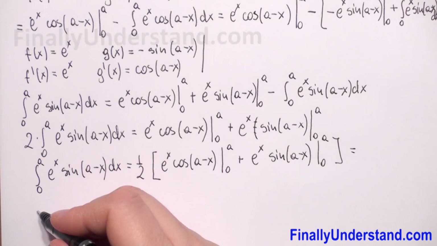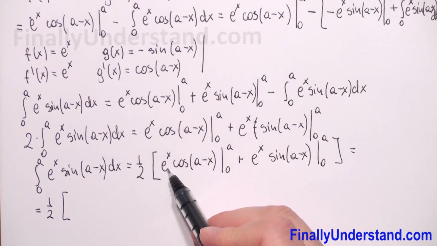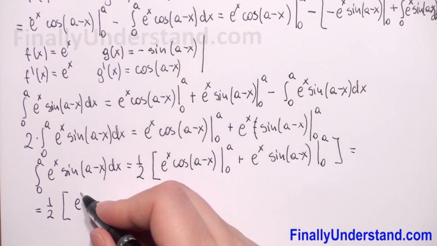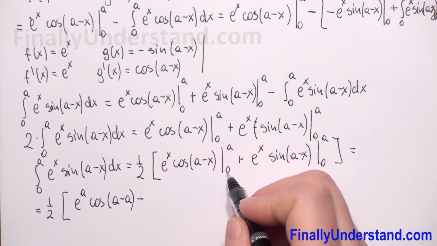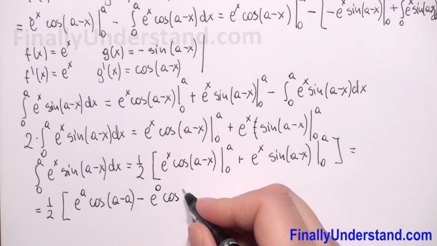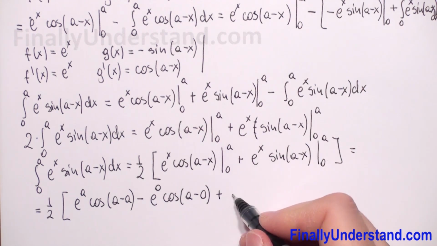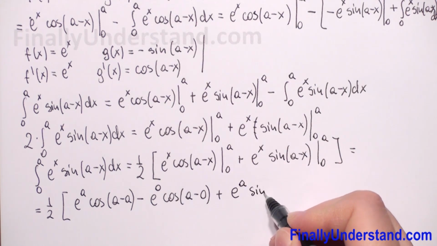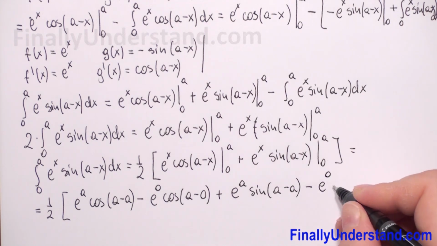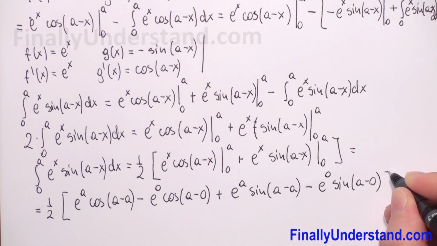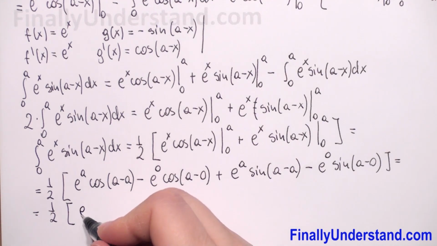So now we have to plug our limits. So this is equal to 1/2, and in brackets first we have to put the upper limit for x, so it will be e to power a cosine of a minus a, minus the lower limit, we have to now plug e to power 0 cosine of a minus 0, plus, and now we have to plug limits to our second expression, so it will be e to power a sine of a minus a, minus, now we have to plug the lower limit, so it will be e to power 0 sine of a minus 0, close brackets.